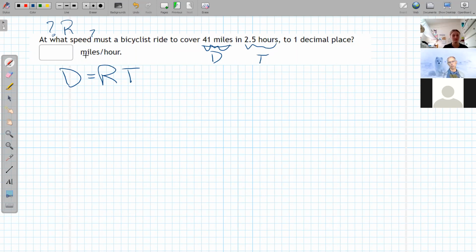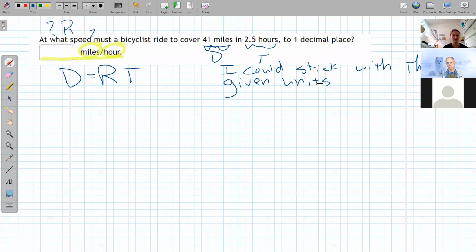And there's another thing I'm going to pay attention to, that in the answer, they want me to state R as miles per hour. Now, although the original formula said to use miles, minutes, and miles per minute, this one has miles, hours, and miles per hour. So I could stick with these given units because they seem to be consistent, instead of doing a conversion. Units are things like miles, inches, feet, Celsius, cents, and I'll show why I think they're consistent.